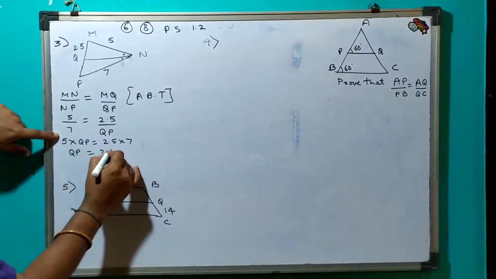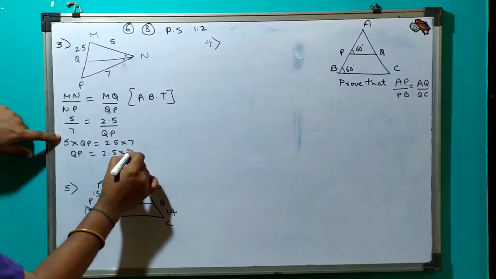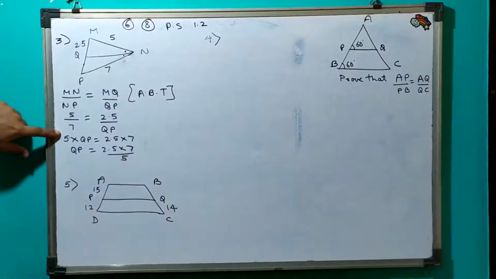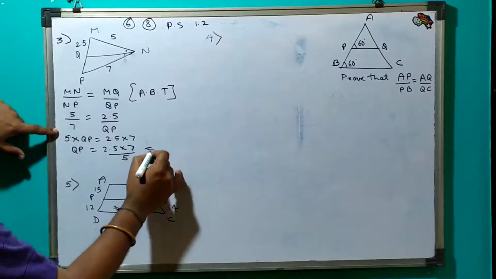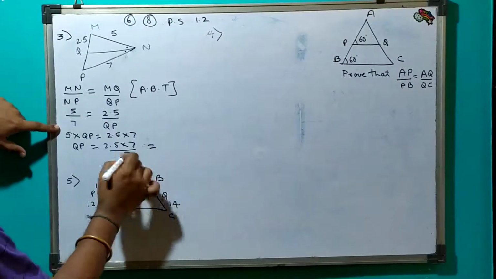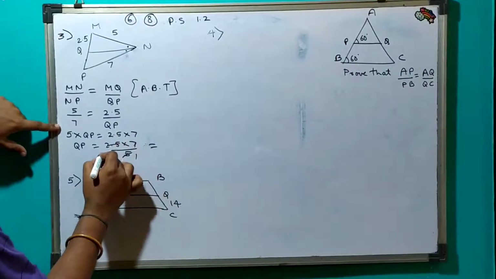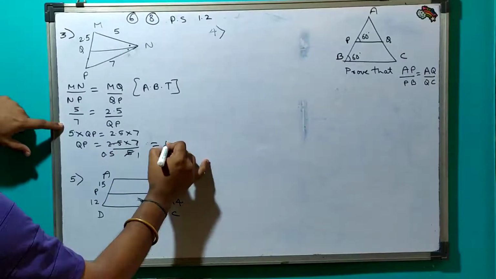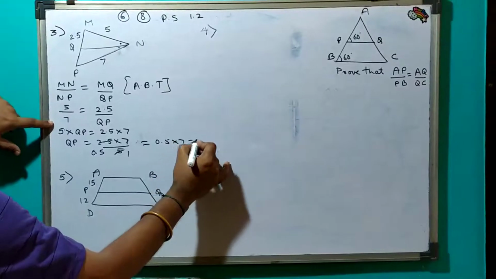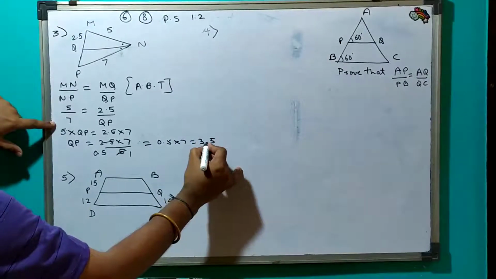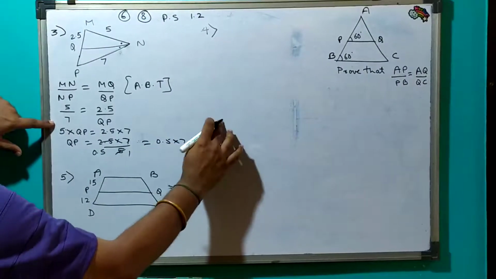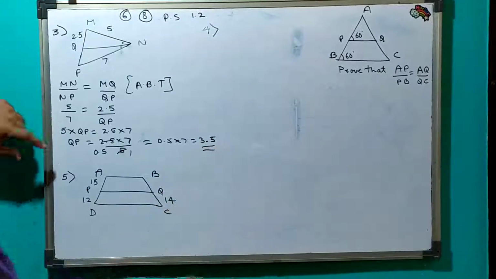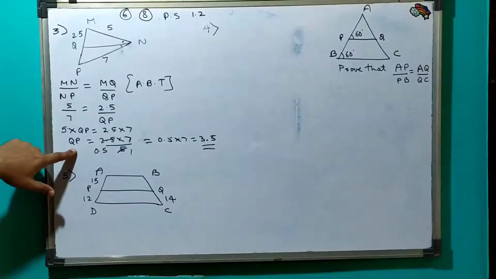QP is equal to 2.5 into 7 upon 5. I can write over here, cancel and write 5 5s are 25. So 5 ones are 5, into 3 becomes 0.5. So 0.5 into 7 is 3.5. So 3.5 is my answer for the value of QP.